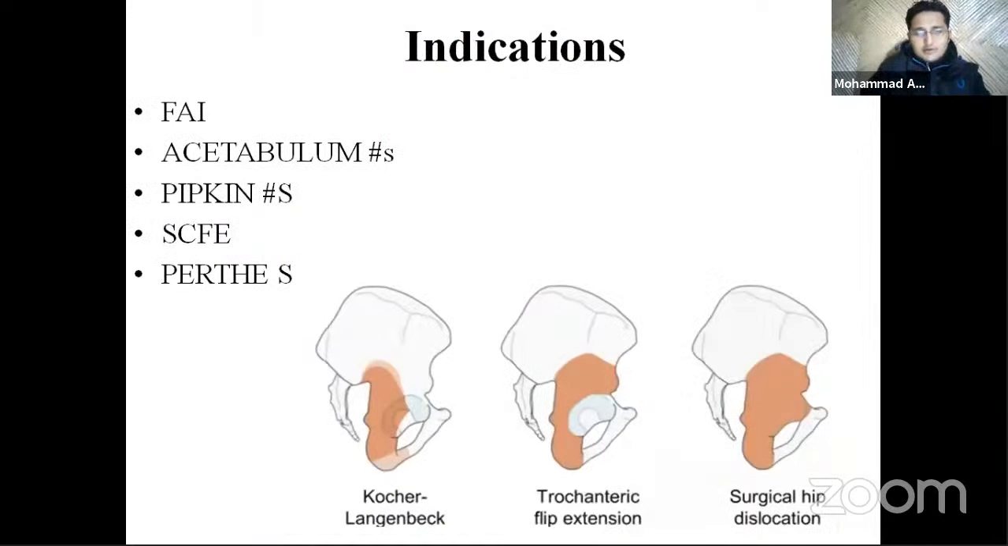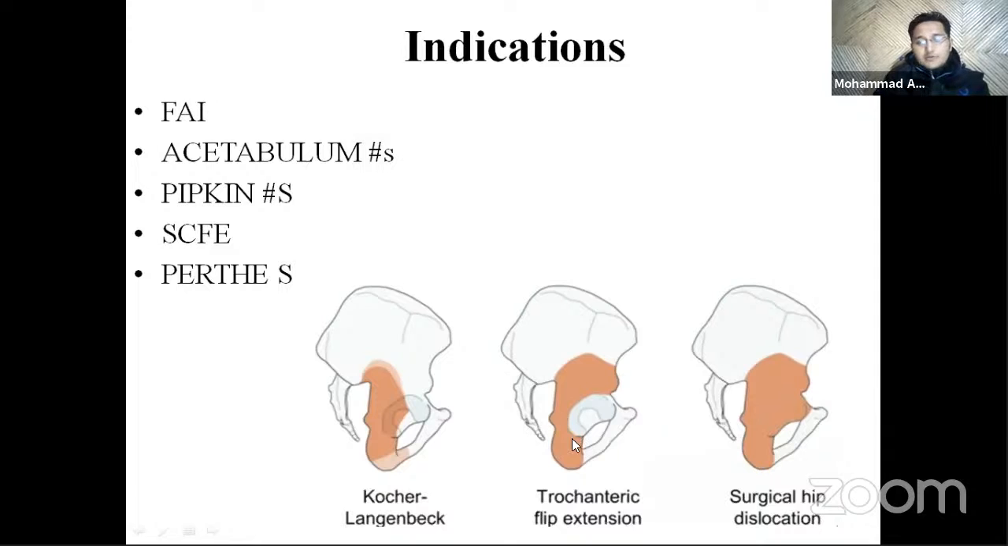Now, the indications of this safe surgical dislocation are femoroacetabular impingement, acetabulum fractures, Pipkin fractures, which are the femoral head fractures associated with posterior dislocation of the hip, slipped capital femoral epiphysis, and Perthes disease. If we can see here, this is the Kocher-Langenbeck approach that gives us exposure to the posterior column and the posterior wall of the acetabulum.